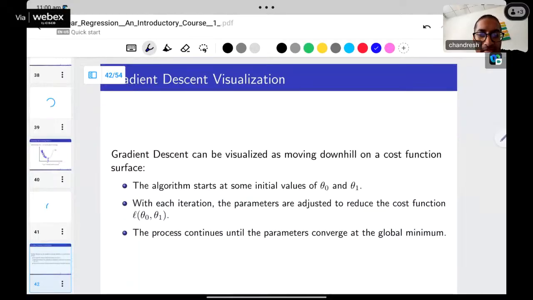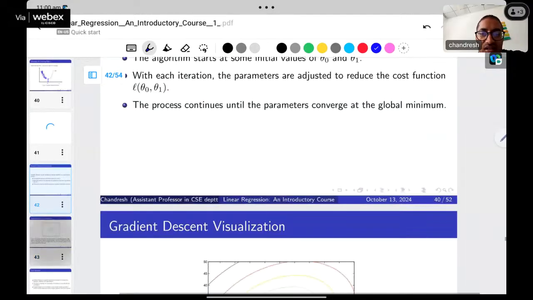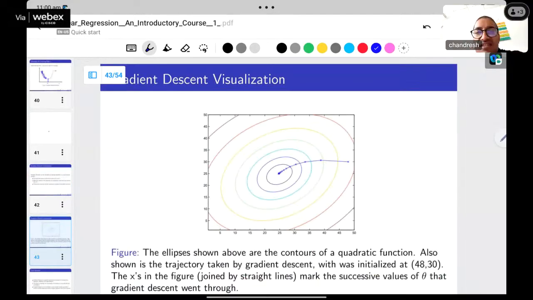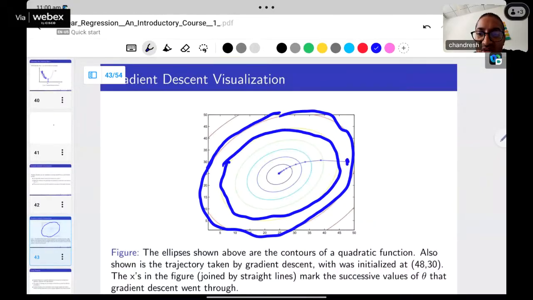Here is the visualization of gradient descent. What is shown on your screen are the contours, what we call a contour plot. The gradient descent starts over here and goes towards the minimum in, let's say, a few steps. That's how gradient descent moves.